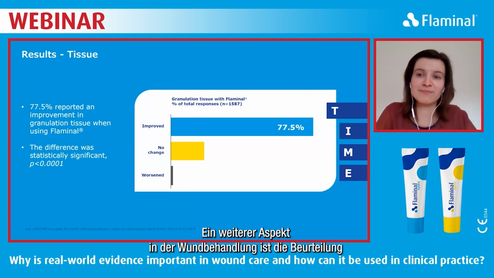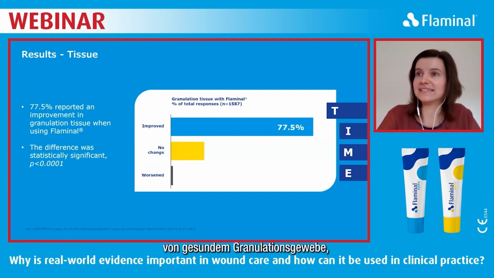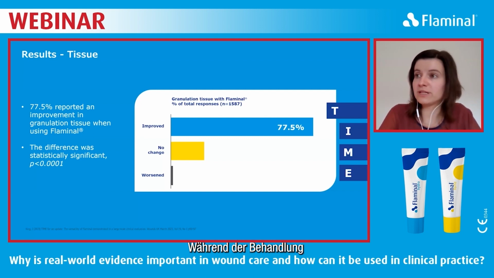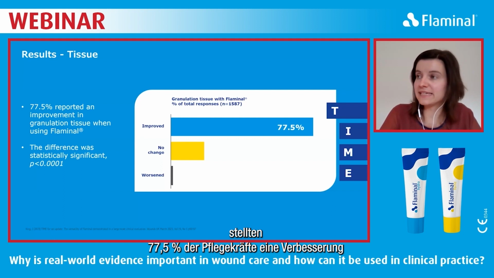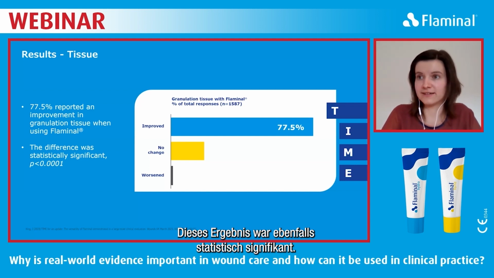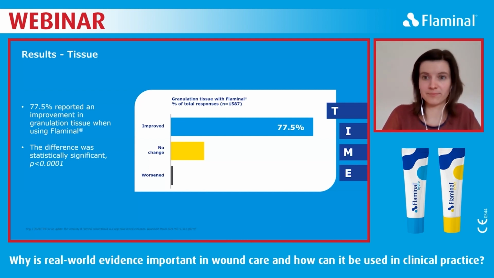Another aspect when managing tissue in wound care is evaluating healthy granulation tissue, or tissue that is bright red, moist, and granular in appearance. Over the course of the treatment, it was seen that 77.5% of the district nurses indicated an improvement in granulation tissue when using Flaminal. Also here, the result was statistically significant.